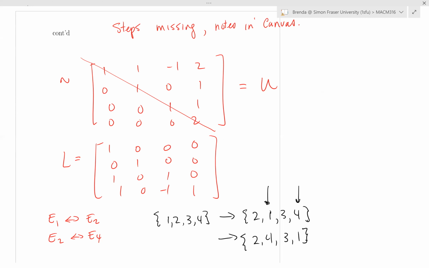That first exchange, I exchanged rows 1 and 2. They're reordered like this. Then when I exchanged rows 2 and 4, it was the second row and the fourth row that I exchanged, which was the original 1 and 4.